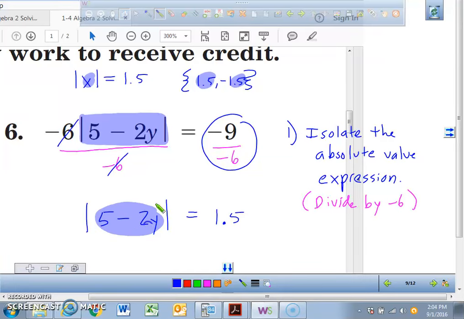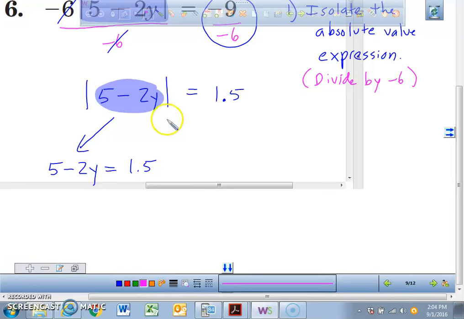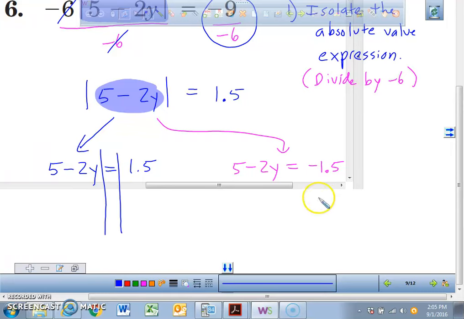Not just x. So here's what you're going to do. You're going to break it down into two equations. You're going to say 5 minus 2y could equal a positive 1.5. And then over here, we're going to write 5 minus 2y could also equal a negative 1.5. So you set up two different equations to solve for them independently of each other. That's the tougher part. You have to solve two equations. The easy part is they're the exact same process.